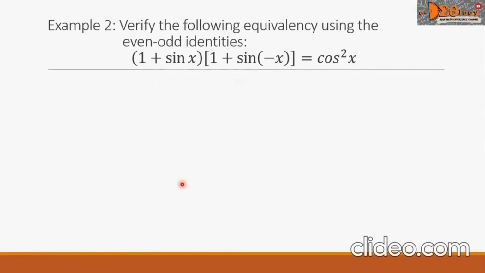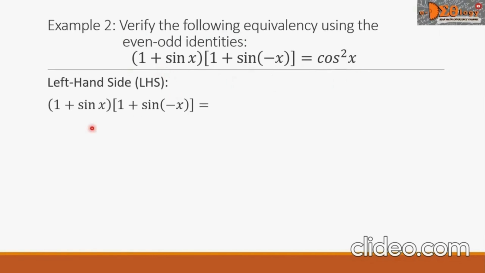Let us have example 2. Verify the following equivalency using the even-odd identities. The quantity 1 plus sine x times the quantity 1 plus sine of negative x equals cosine square x. In this problem, we can see that the right hand side is already simple, and the left hand side is a little bit complex. So we will simplify the left hand side to equal that right hand side.